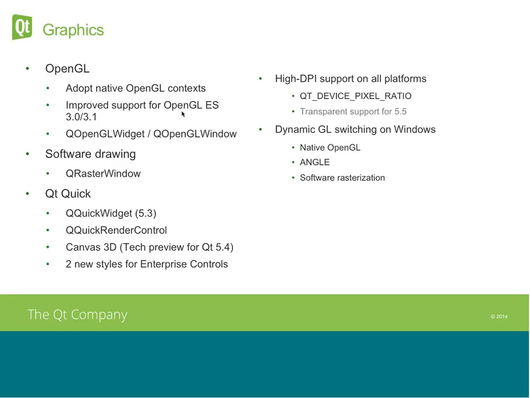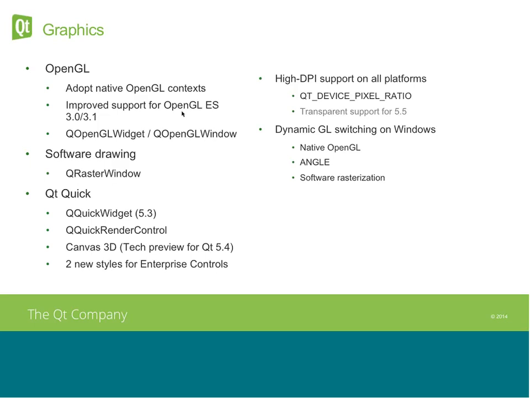We have done work to better support high DPI displays on the desktop, i.e., the thing we have been doing with Retina displays on the Mac for some years now, and we want to bring this also to Windows and Linux. Currently, this works a bit manually with an environment variable called QT_DEVICE_PIXEL_RATIO, and we're aiming at transparent support for Qt 5.5.